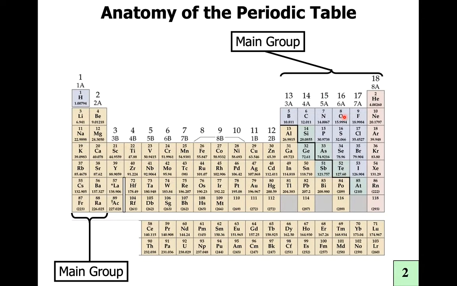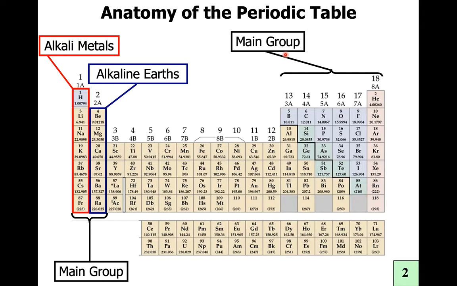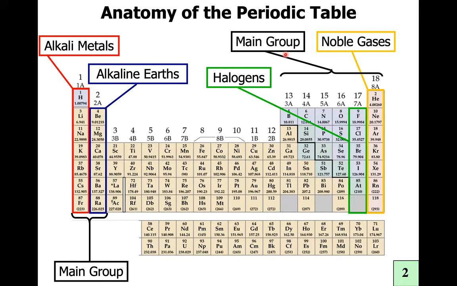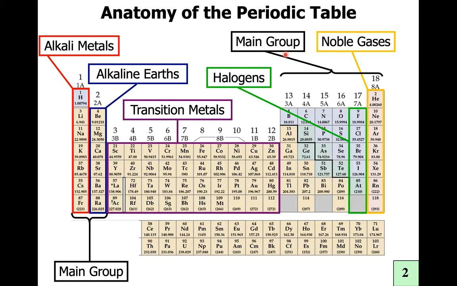Here's another couple of ways of dividing up the periodic table. If we take just these first two columns plus the last 6, we can call those the main group elements. And then within the main group, some of the columns have names. So the very first column there is the alkali metals. Right next door to it is the alkaline earth metals. Far on the right side of the periodic table, we have the halogens and the noble gases.